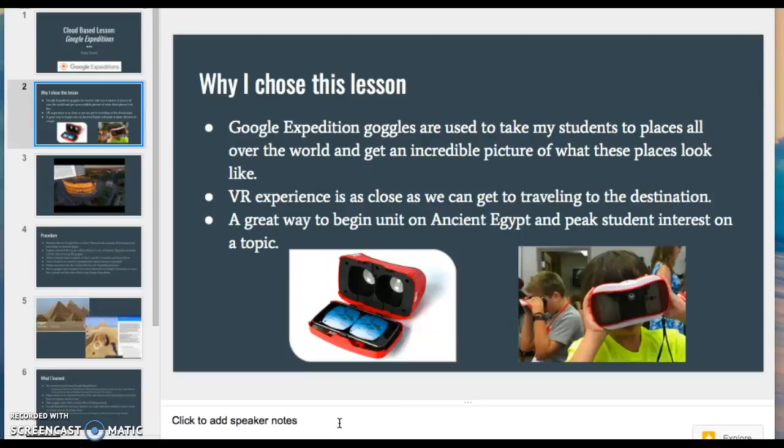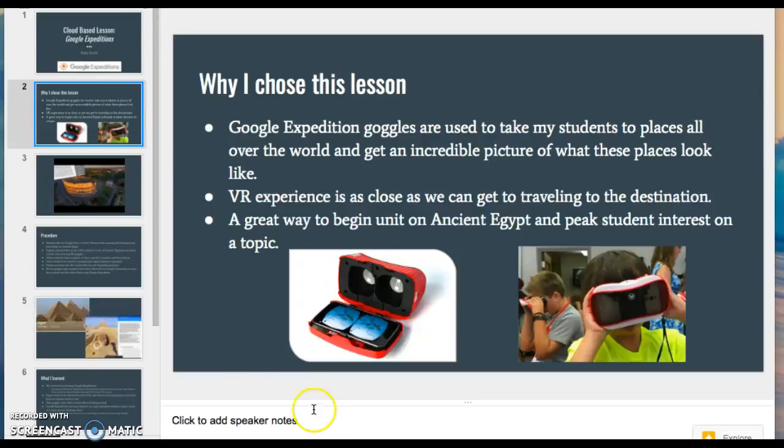So I found on Google Expeditions that they had an expedition to ancient Egypt, and the expedition basically focused on 5 different sites, and those 5 different sites were all ancient ruins in Egypt, so different pyramids that the students could explore. And again, that was a great way for me to get them excited about the unit and really get a good visual picture in their head of the geography of what these things look like that we were going to be studying.